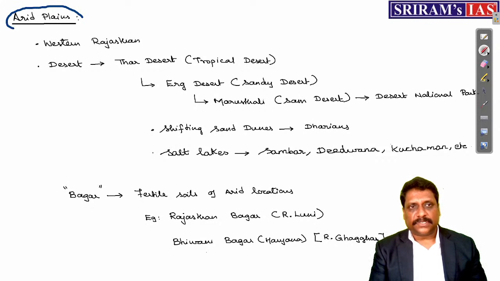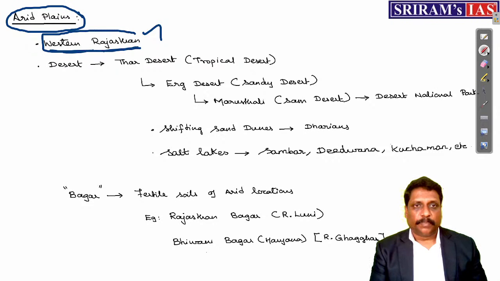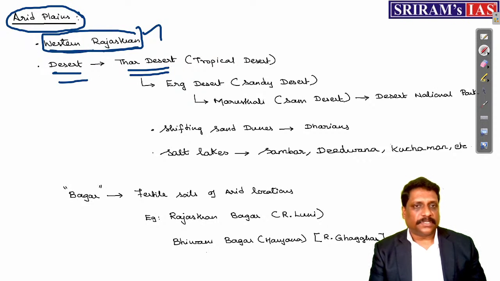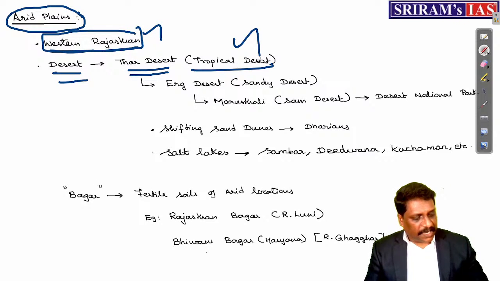This arid plain, the Trans-Gangetic plain, is completely in the state of Rajasthan, particularly Western Rajasthan. My friends, this is a place where I have a desert. This desert, you call the Thar desert. What type of desert is the Thar desert? If you ask me, a tropical desert. Right? And see, based on the prevailing temperature, I can call them what?